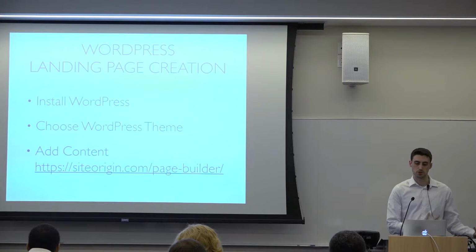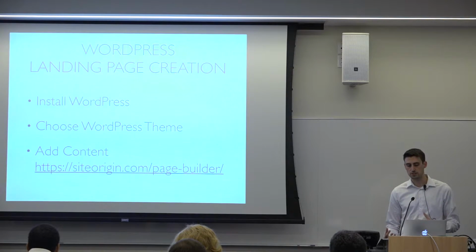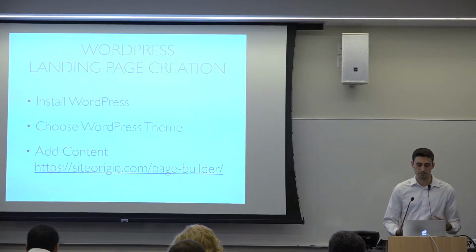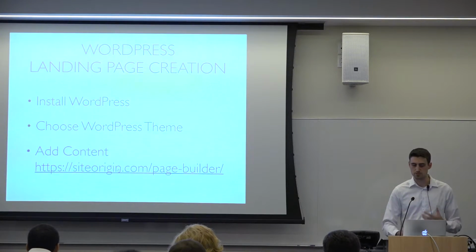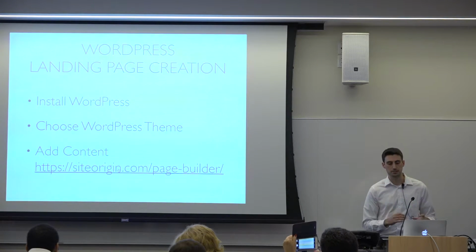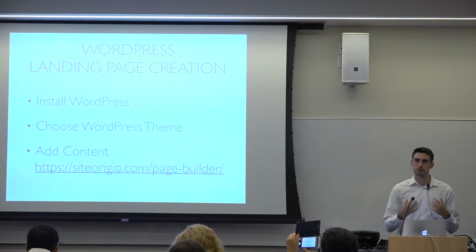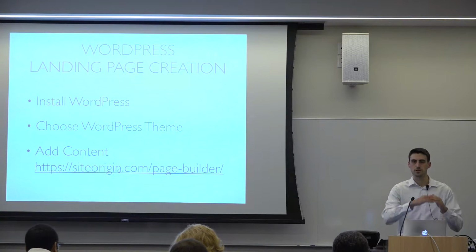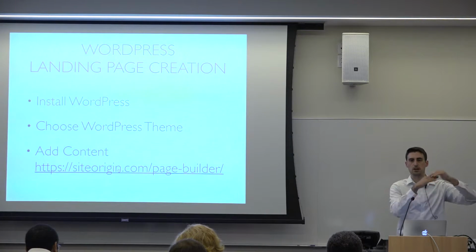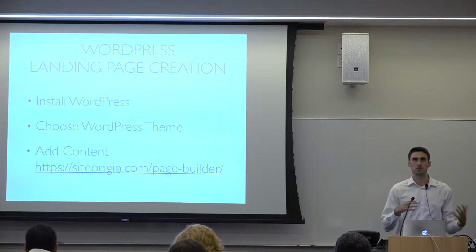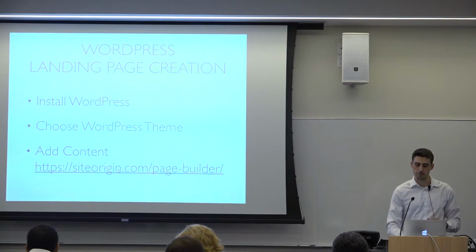So you have to install WordPress, choose a WordPress theme, and add content. And people can generally find WordPress themes, install WordPress, etc., but adding content and creating landing pages, unless you're a coder, is harder. WordPress was originally built as a blogging platform. So you think of these long blog posts, lots of text, etc., which could be good or not so good for creating landing pages.